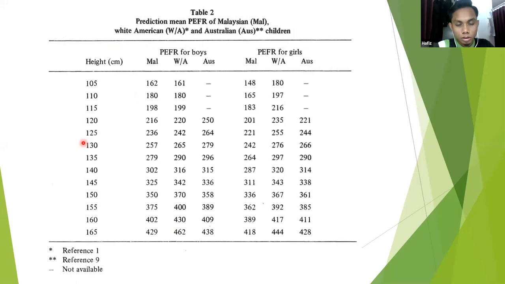Okay, so this table is about the predicted mean of peak expiratory flow rate. We can see that there is a difference for males and females, boys and girls, and also a difference in height. So every height, and also sex and age, can have a different prediction of PEFR. Okay, next.